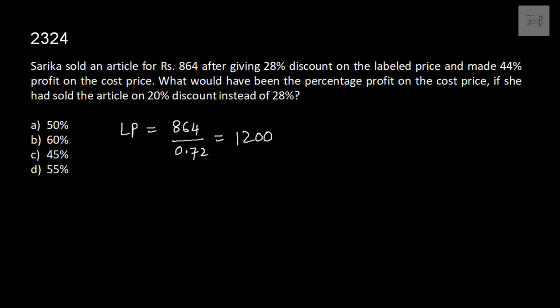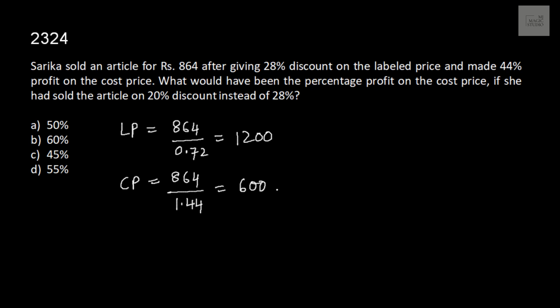And made 44% profit on the cost price. That means 864 is 44% profit on the cost price. CP would be 864, and 44% profit is, now I will divide this by 1.44, since that is the recovery, that comes to 600. It's double of that, that comes to 600. That means labeled price was 1200, she bought it for 600.